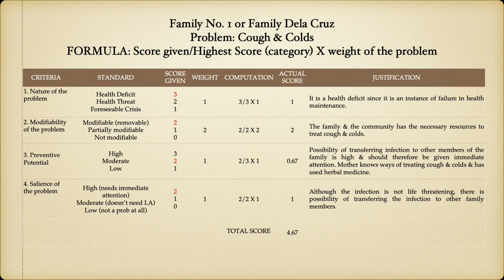And then, for the preventive potential. So, the problem was given a score of 2 for the preventive potential, meaning it's moderate. So, the highest score for that category is 3. So, we have there 2 over 3 times the weight, which is 1. So, the actual score is 0.67. Justification for that is possibility of transferring infection to other members of the family is high and should therefore be given immediate attention. Mother knows ways of treating cough and colds and has used herbal medicine.